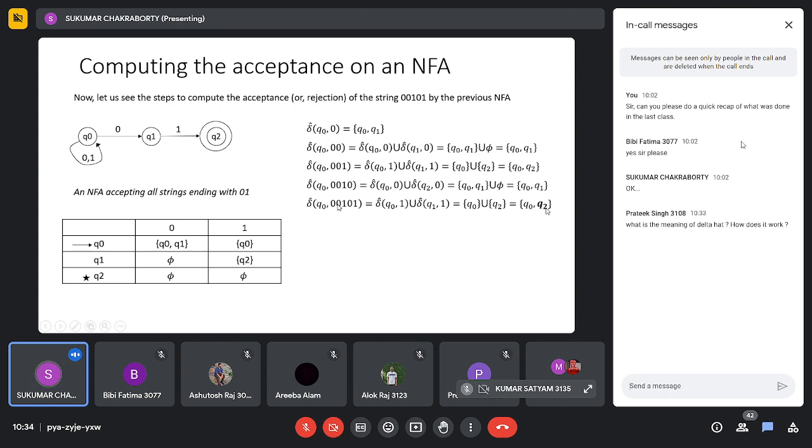delta hat from q0 on the input 00101 gives my final set of states as q0, q2, and q2 being a final state, we say that this transition function accepts this string 00101, right? So that is how we compute the acceptance.